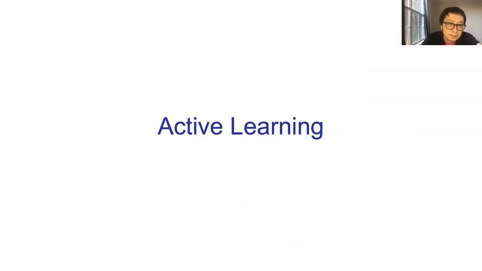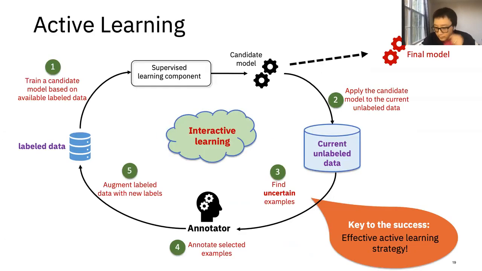That leads us to the active learning approach. So this is a slide to summarize the basic idea of active learning. Active learning is a kind of interactive learning. You first start with some labeled data. Sometimes you may not have any labeled data. If you have some labeled data, you can first train a candidate model using some supervised learning approach. And once you have the candidate model, you can use it to make predictions over the current unlabeled data.